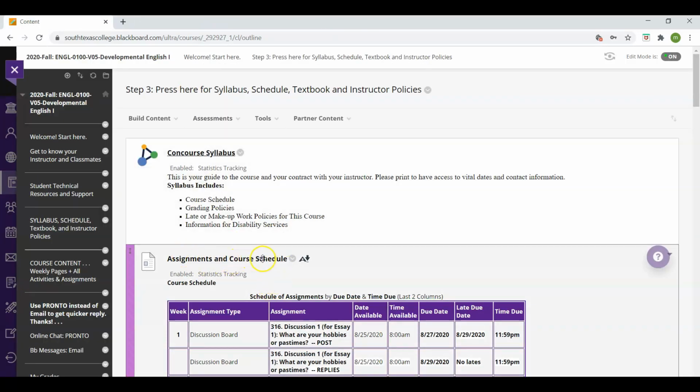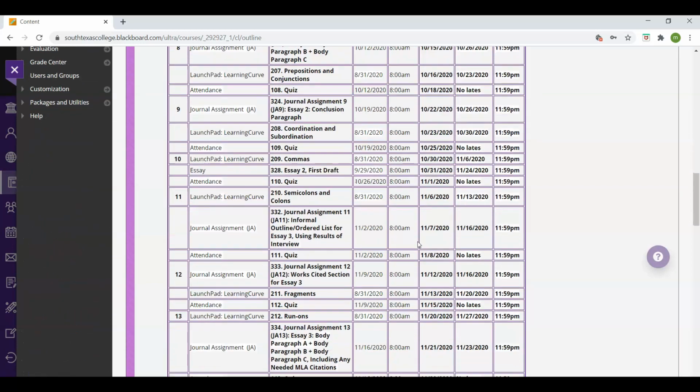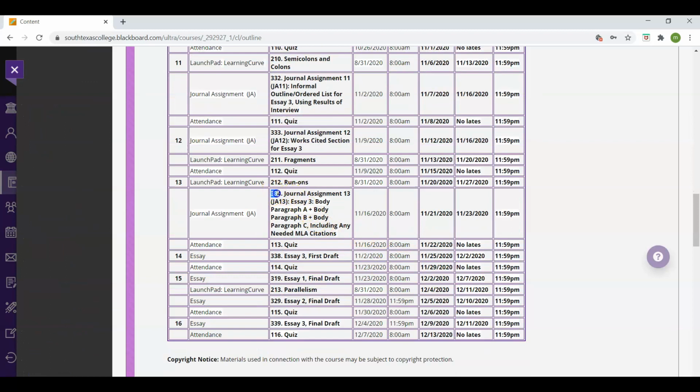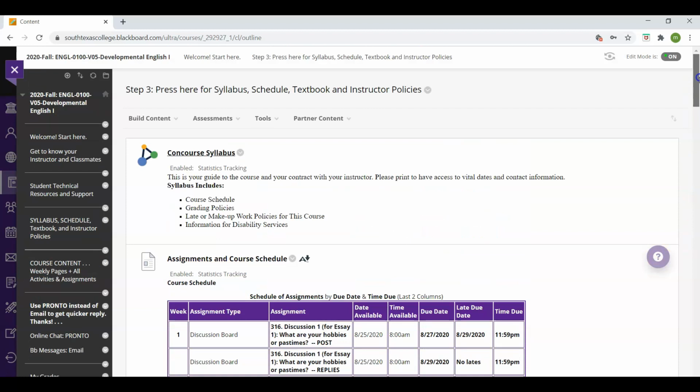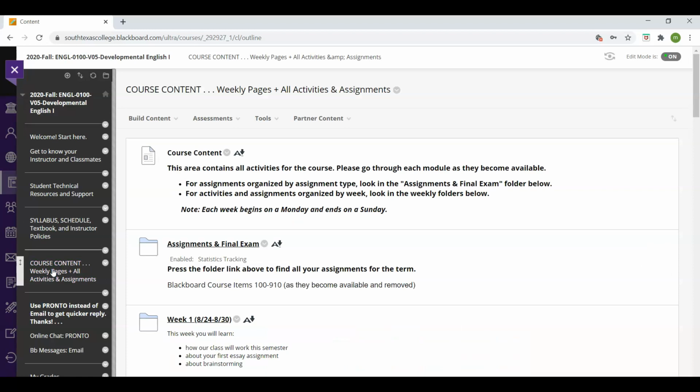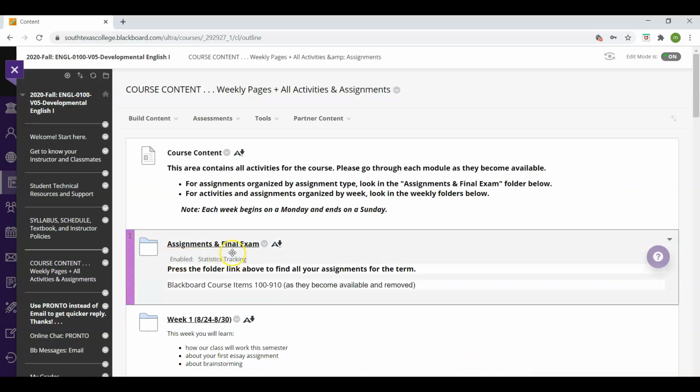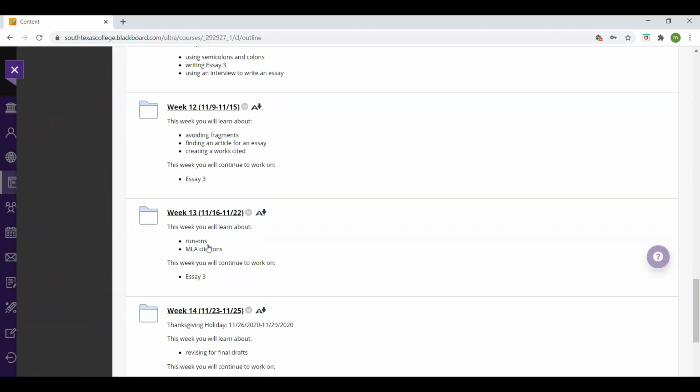We look at the assignments and course schedule, which I sometimes call the master schedule. Go down to week 13. There is the assignment, and there are the dates and times that I already mentioned. Let's see, if we go to course content, we can find materials. Well, actually, let's just go to the weekly folder, week 13.